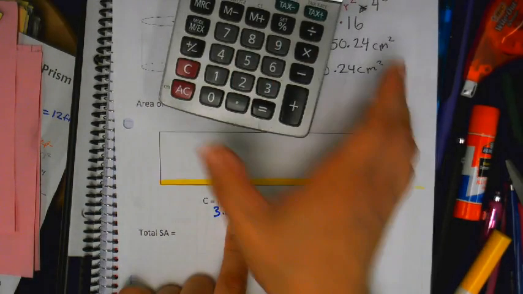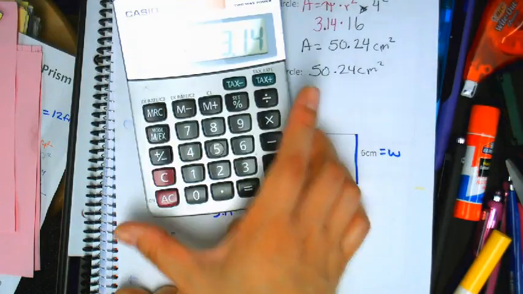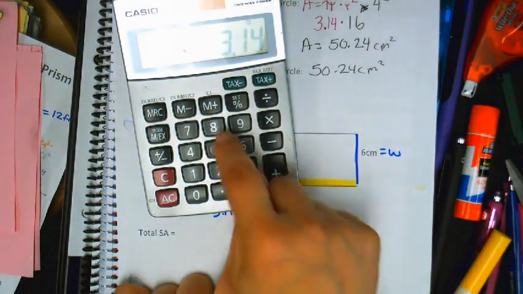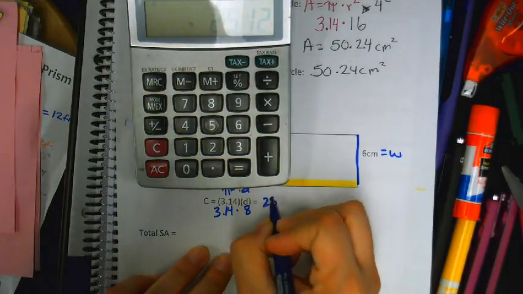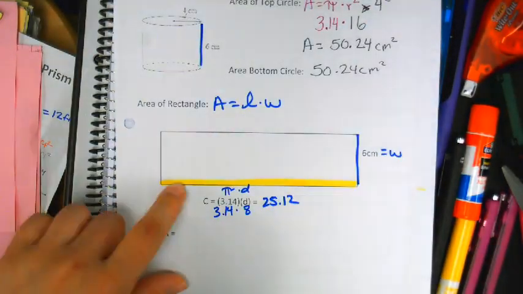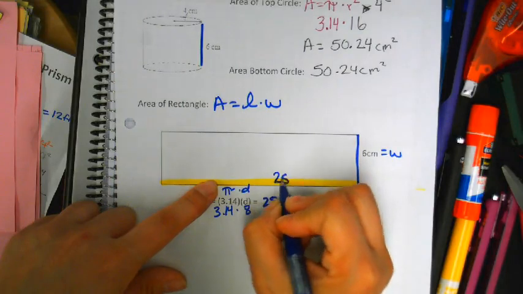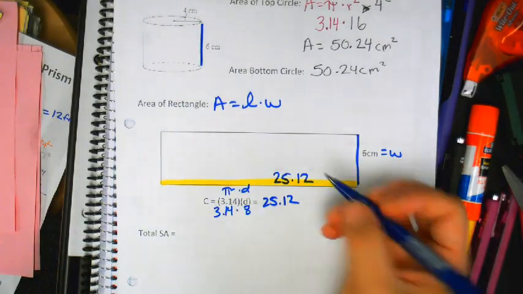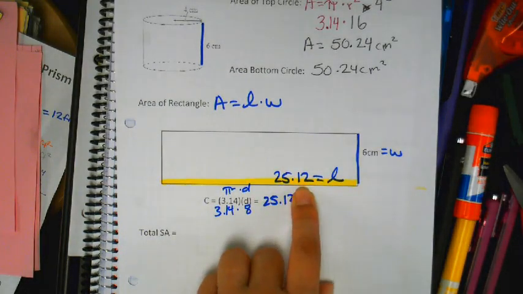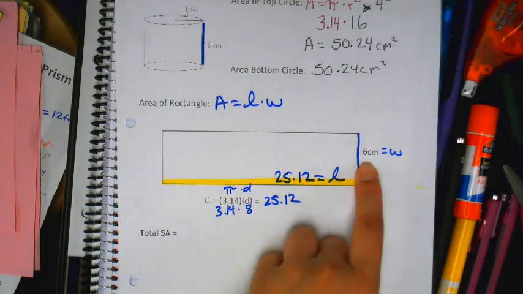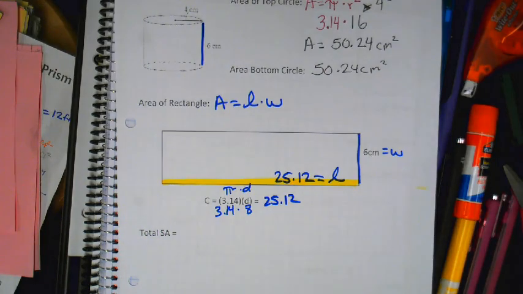So we're going to do 3.14 times 8 equals 25.12, which means that this yellow part is 25.12. So the length is 25.12. The width is 6. Can I now do the area?